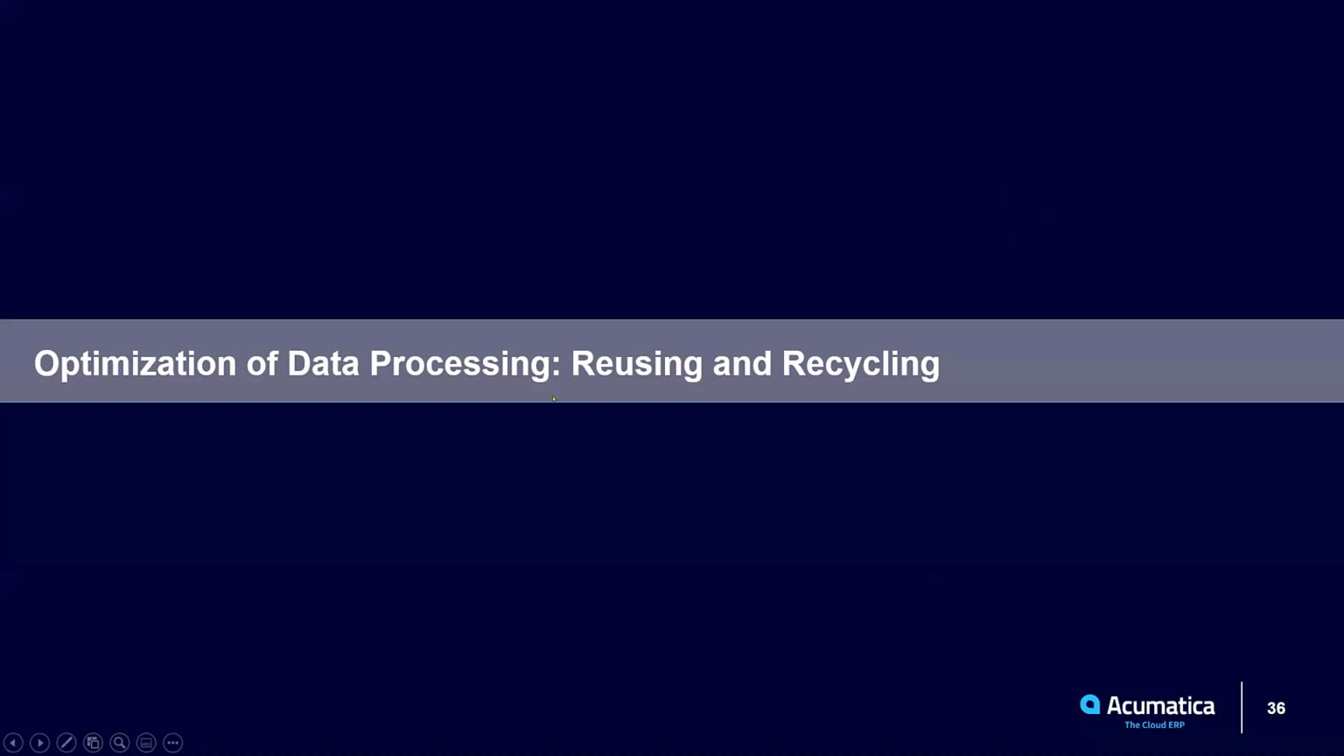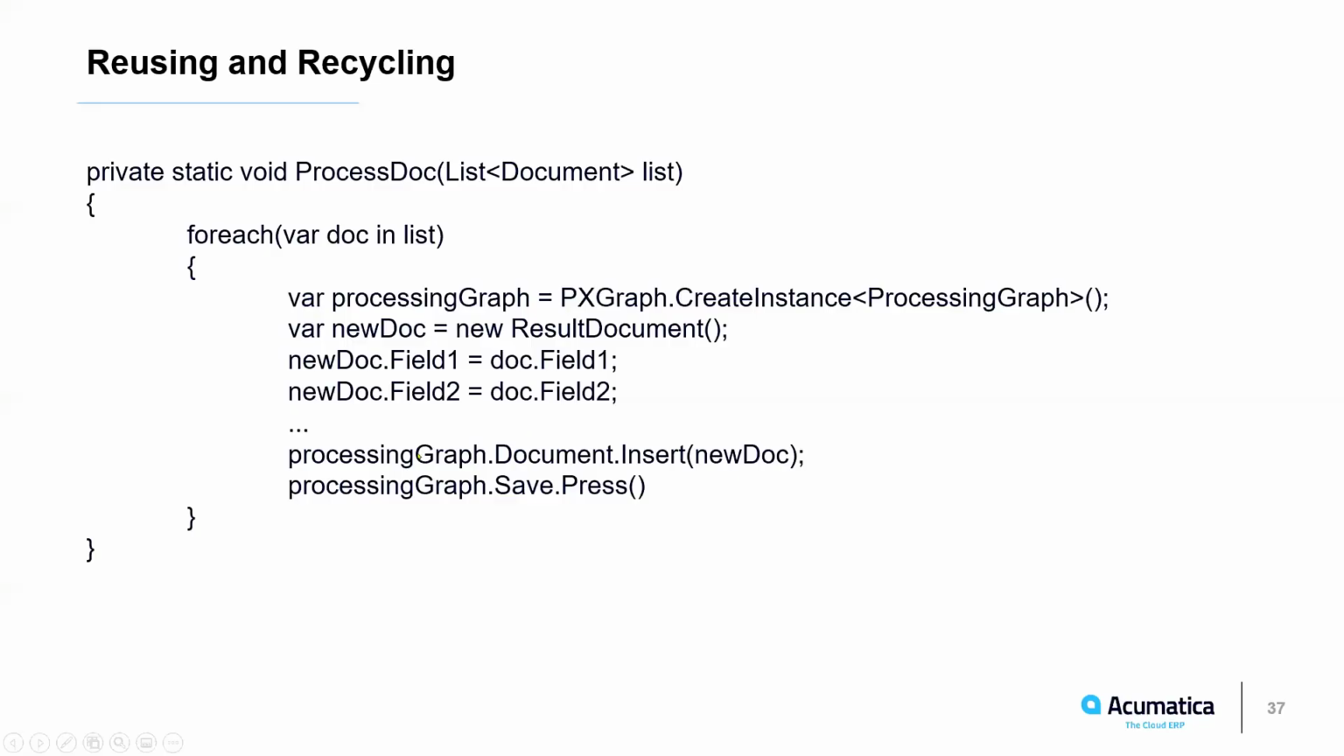So now let's talk about optimization of data processing. We have talked about how to optimize retrieval of the data. Now, what if you need to do something with that data, process it somehow, and that part is being slow? First of all, let's talk about some processing screens in Acumatica, for instance.